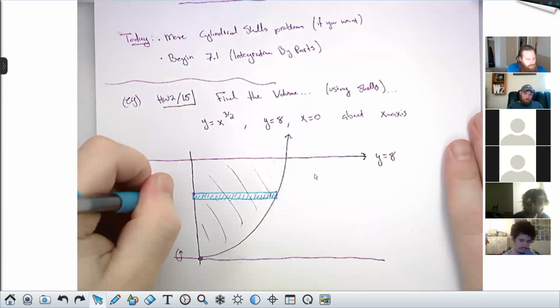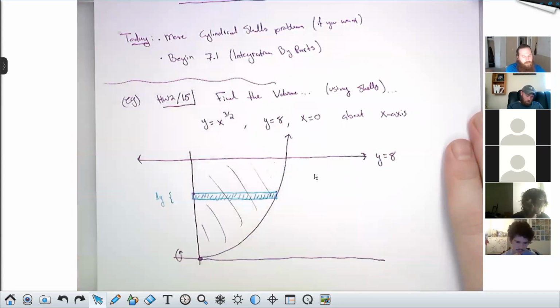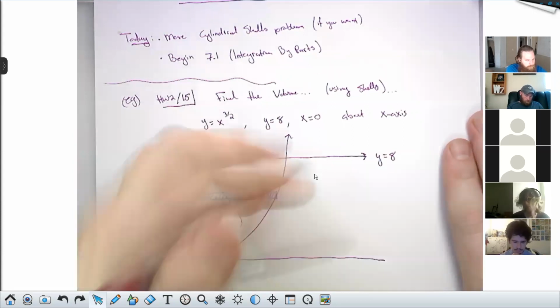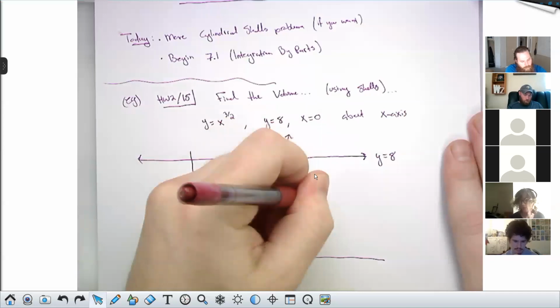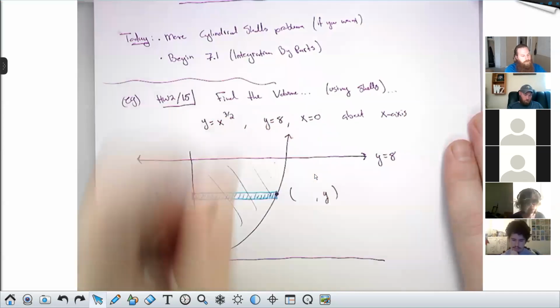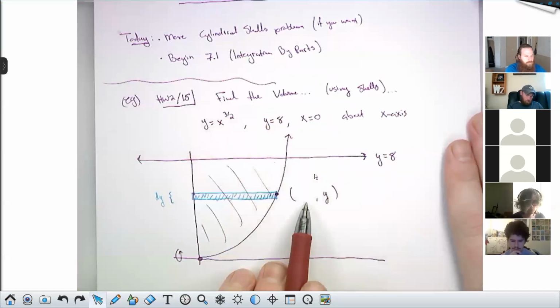So my integral is going to be a dy integral, which means I need to characterize the point on the curve here in terms of y. Meaning I think of y as being the independent variable, and I have to figure out what x is as a function of y.